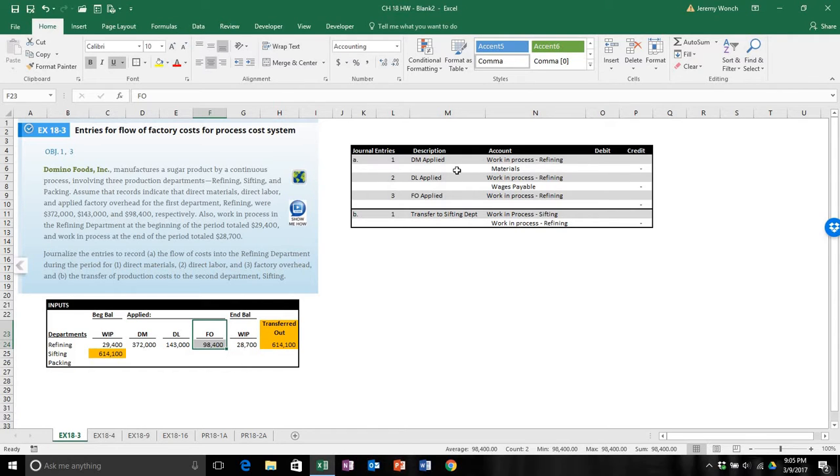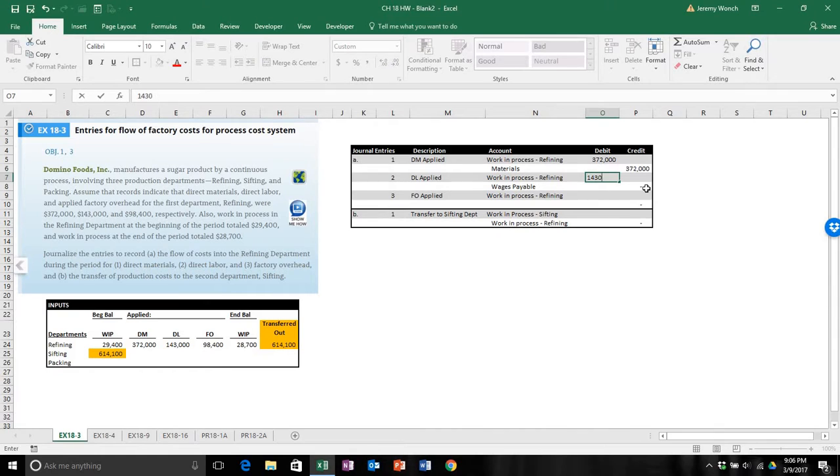As costs are moving through the department, they move in three different ways: through direct materials, direct labor, and factory overhead. The first thing we want to do is show the direct materials going into that department. It says they had total direct materials of 372,000. So we're going to increase our work in process inventory account, and we're going to take that out of direct materials. The next step is we want to apply direct labor.